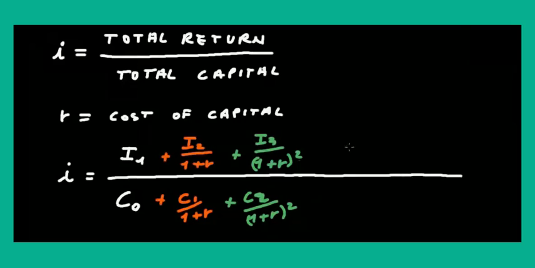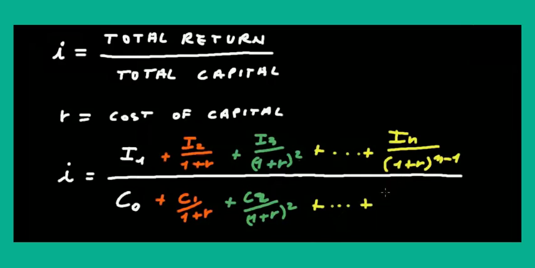In the last period we have the last income discounted by n minus 1 period, and we have the last capital which remains invested in the project at the beginning of the last period, which must be discounted at the cost of capital by n minus 1 period.